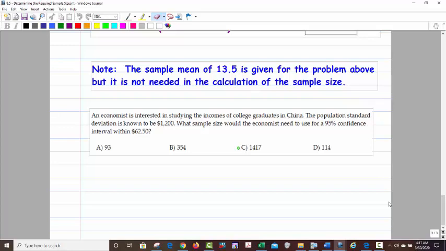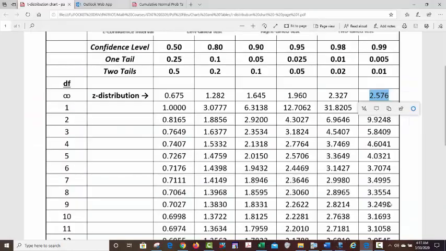I could try to write this. I'm not using a tablet PC, so I would have to make it look sort of ugly here, but I'm going to put it in the calculator anyway, so that's probably good enough. I don't think I have to write it out. All right, incomes of college graduates in China. Population standard deviation is 1,200. There's one number. The 95% confidence interval, that's going to lead to our second number. And then within 6250, that's our margin of error. So 95% is 1.96.